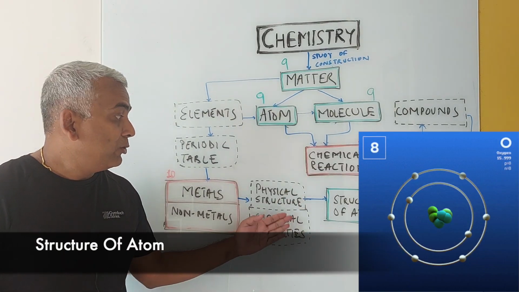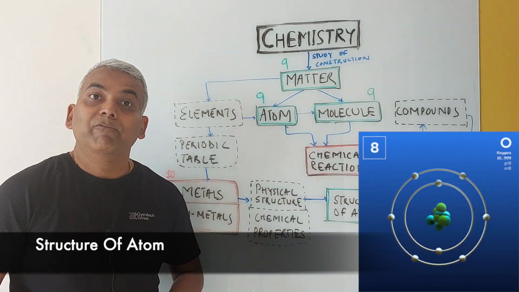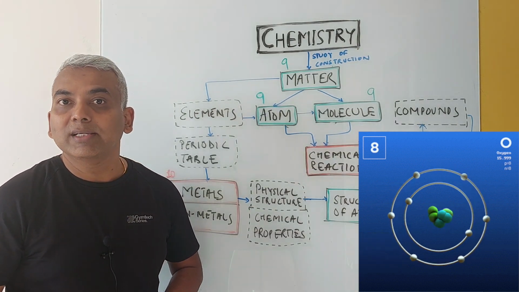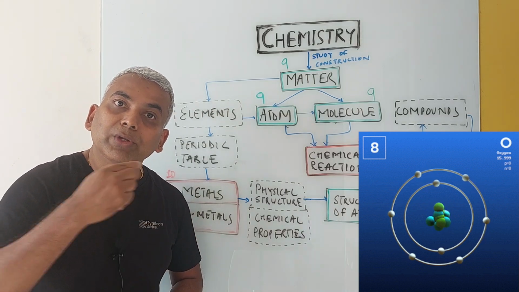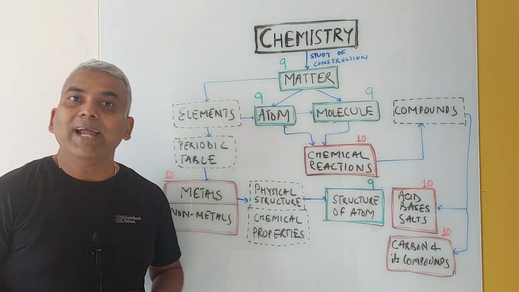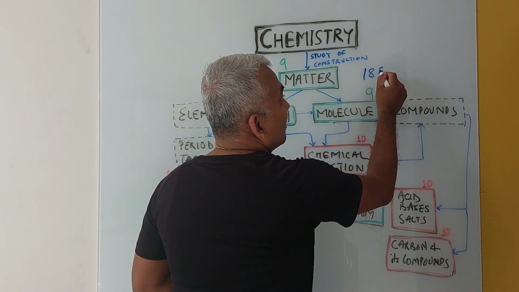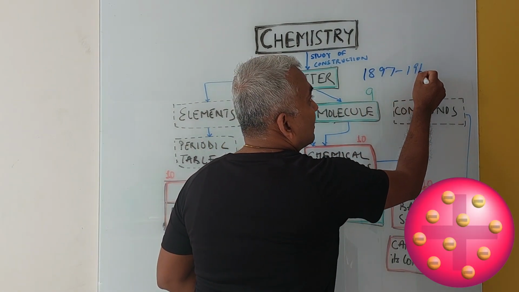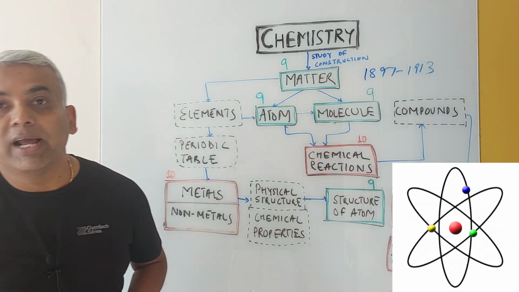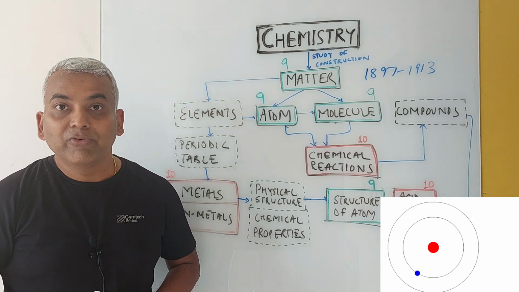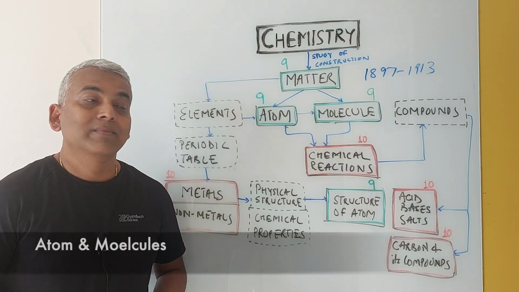When we deep dive into the physical structure of atom, we will find that atoms consist of a positively charged core called nucleus and electrons revolving around the nucleus. It took scientists a good 16 years, from 1897 to 1913, to figure out the structure of atom, thanks to scientists like J.J. Thomson, Rutherford, and Niels Bohr.